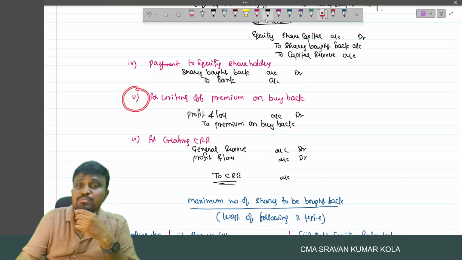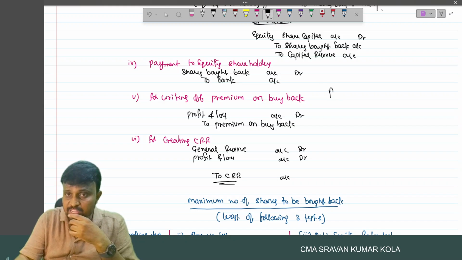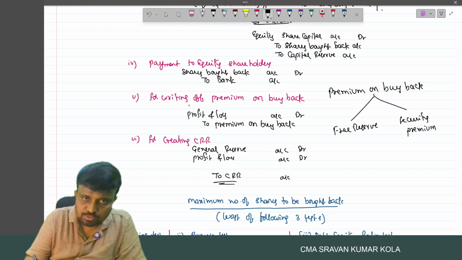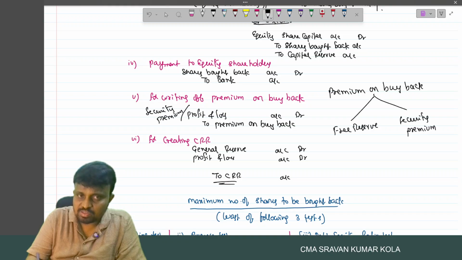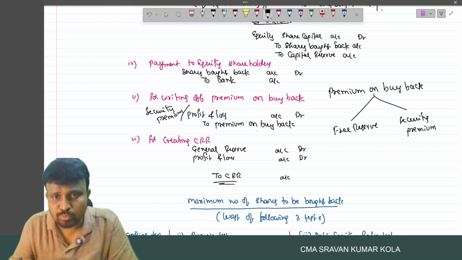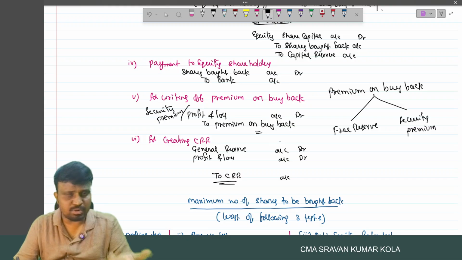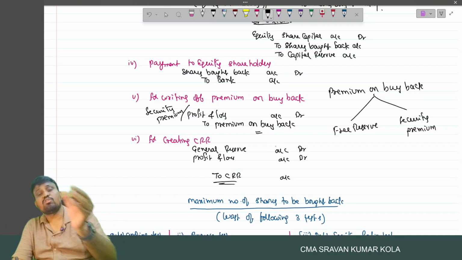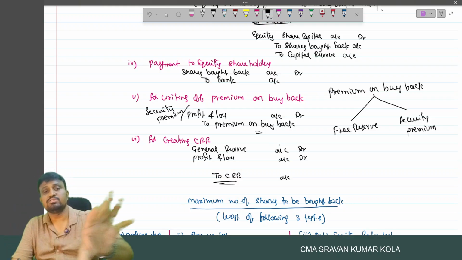And for writing off of the premium, remember the premium on buyback can be written off by using either free reserves or security premium. So we can write the entry: security premium account debited or free reserves account debited to premium on buyback. Generally, we made it first out of security premium and then profit and loss account and then general reserve. So security premium account debited, profit and loss account debited, general reserve account debited to premium on buyback.